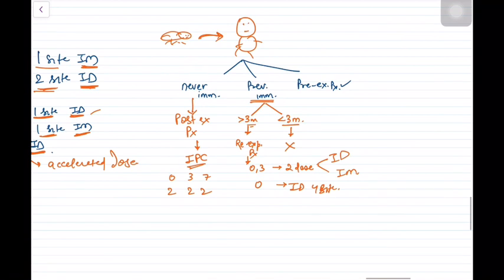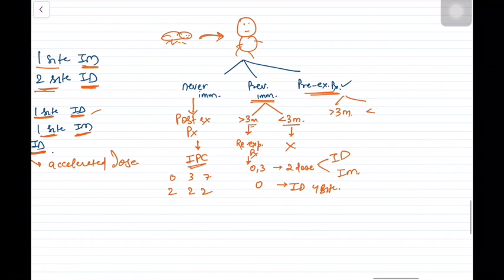Then in pre-exposure prophylaxis, if the person was already on a pre-exposure prophylaxis, you again ask him if he had taken the pre-exposure prophylaxis more than 3 months or less than 3 months. If less than 3 months, nothing required. If more than 3 months, again the re-exposure prophylaxis you will give. This is again day 0 and 3, you will give ID or IM, or on day 0 itself you give ID on 4 sides.